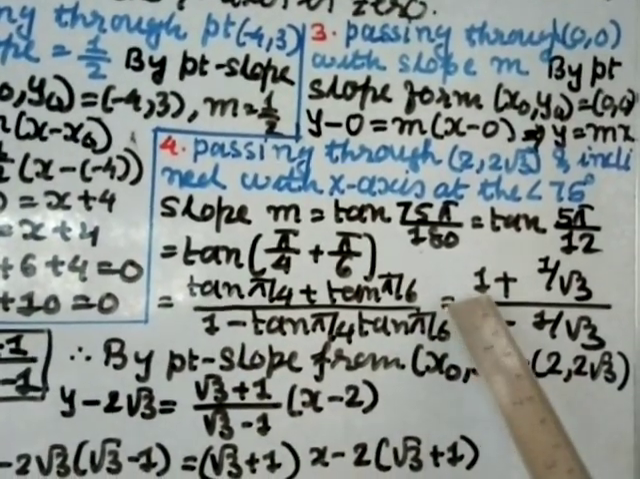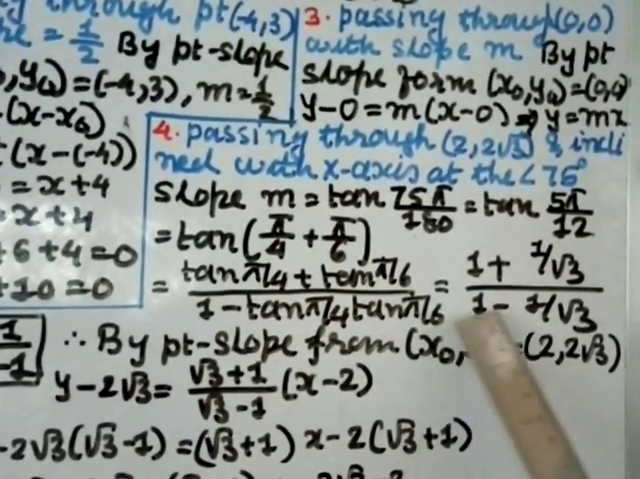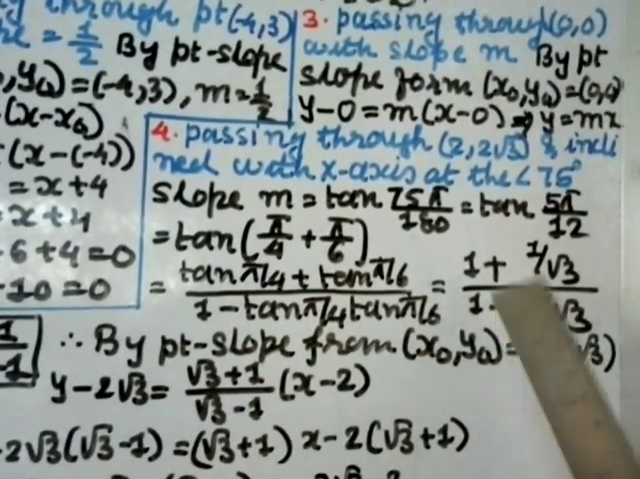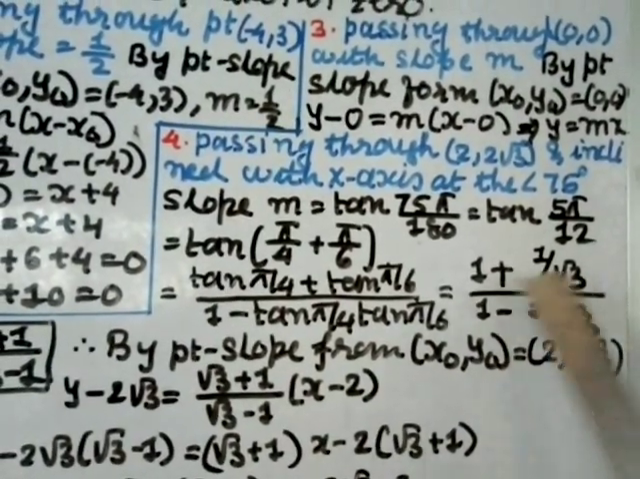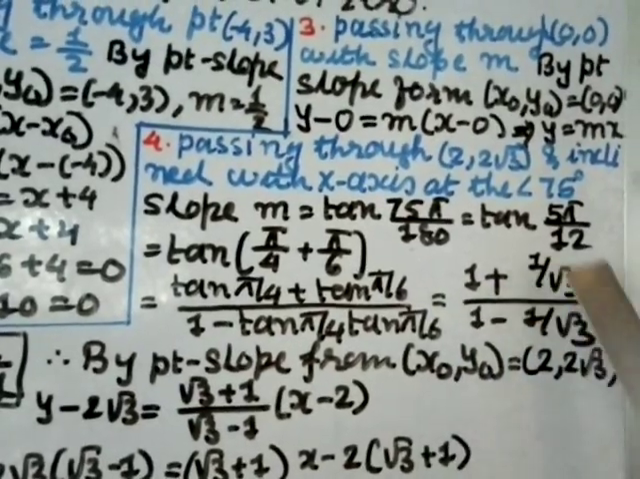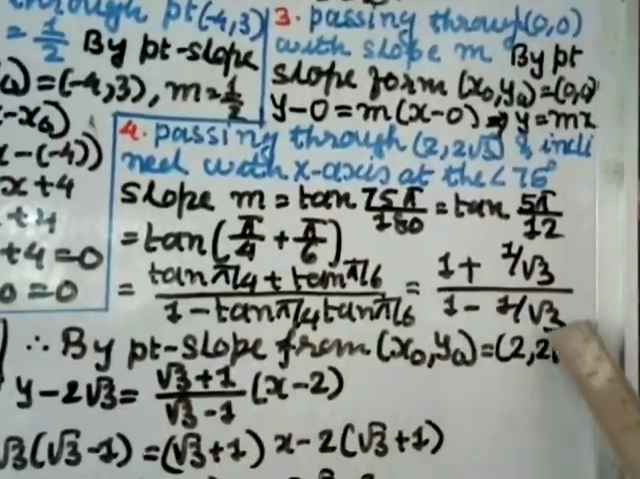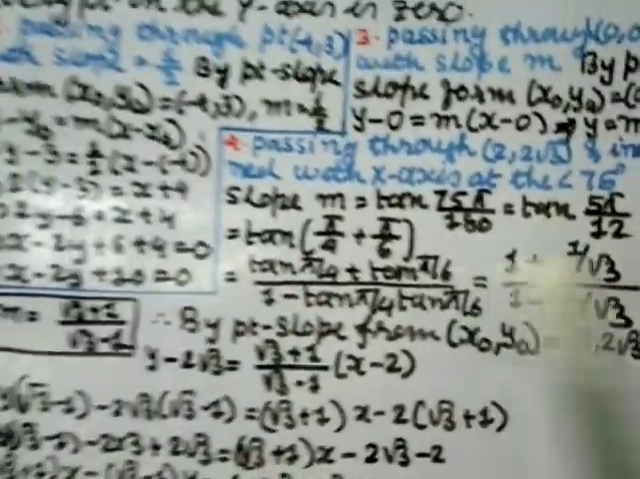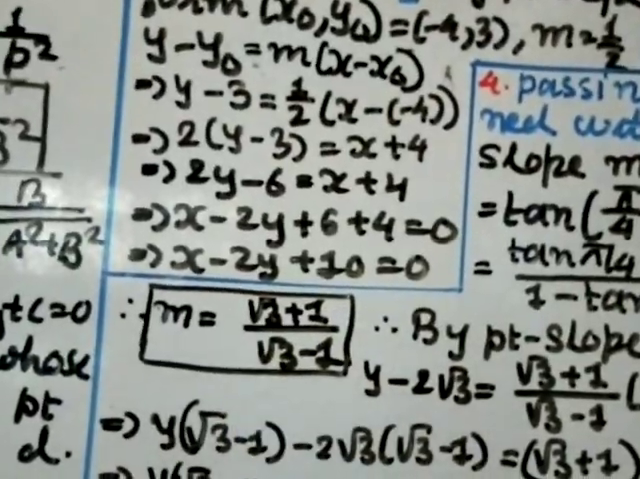The value of tan 10π/4 is 1, plus tan 10π/6 is 1 by root 3. As it is, minus tan 10π/4 is 1. I am not writing here, and tan 10π/6 is 1 by root 3. Take LCM here, so root 3 plus 1, and here also take LCM, root 3 minus 1, but the numerator root 3 and denominator root 3 will cancel. So the value of m, the slope, will be root 3 plus 1 divided by root 3 minus 1.